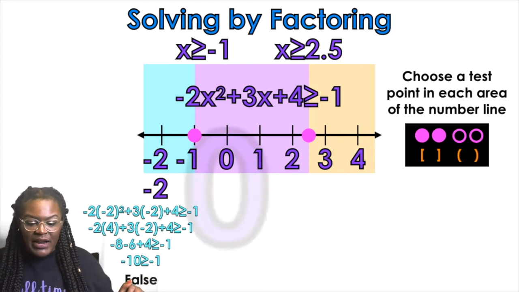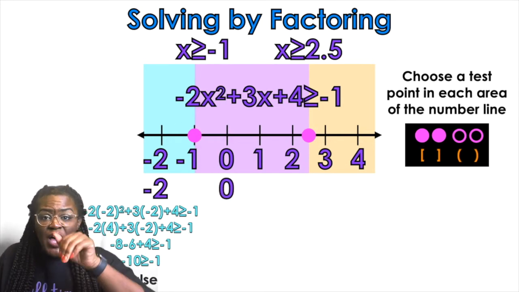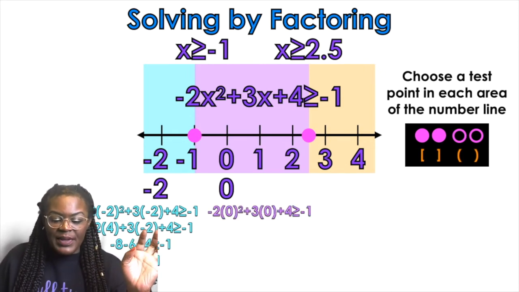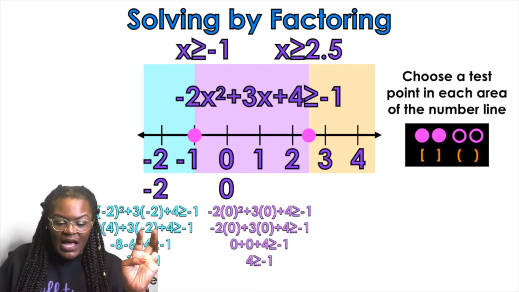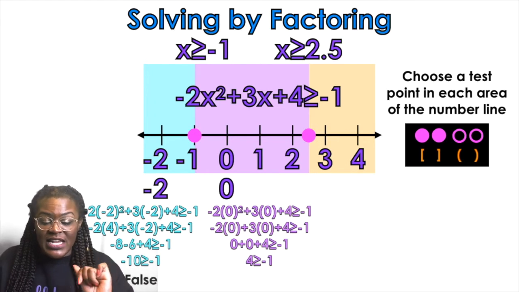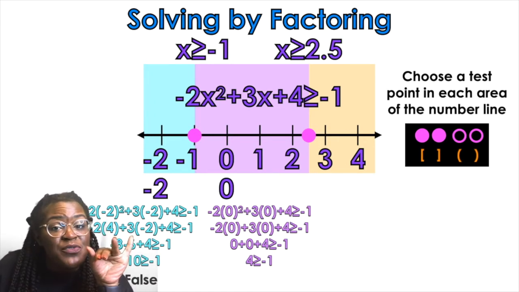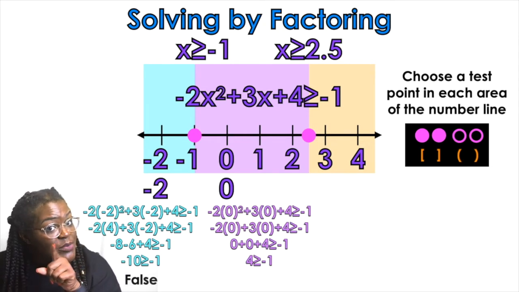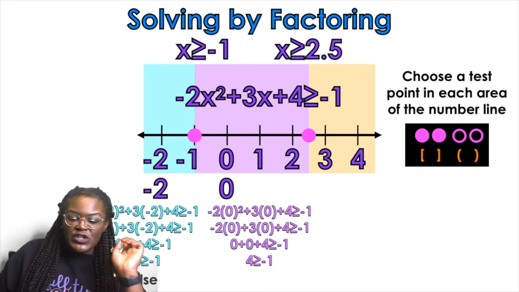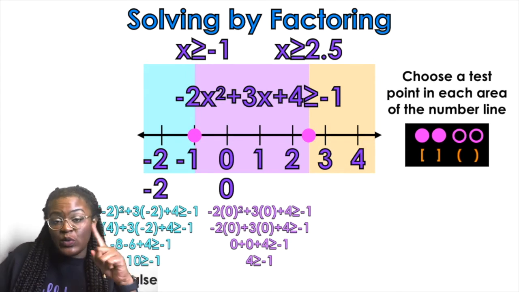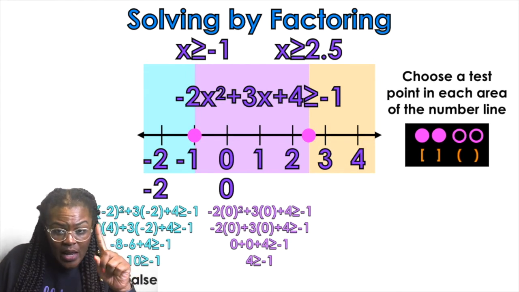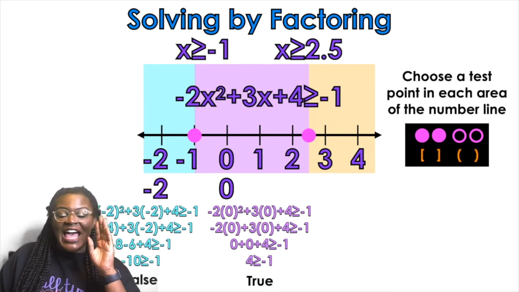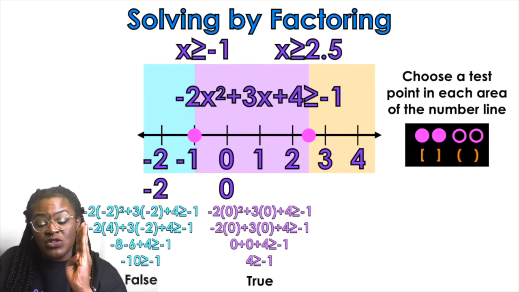Let's move on to the purple area. I'm gonna choose 0. 0 is always an easy number to choose. So if it's in your area, choose 0, right? I'm gonna plug it into my inequality. I'm gonna get 4 is greater than or equal to negative 1. Again, I'm not doing PEMDAS for you. You should know how to do PEMDAS though. Anyway, so I have 4 is greater than or equal to negative 1. Is that a true statement? Yes, so that means my purple area could be my solution.